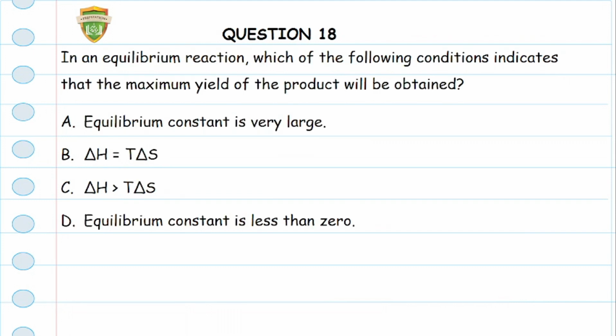Question 18. In an equilibrium reaction, which of the following conditions indicates that the maximum yield of the product will be obtained? And the answer to this question is A. The equilibrium constant is very large. And what this simply means is that the reactants in the reaction are appreciably converted to products. You can see that the product obtained is as much as, or very close to, the reactants that were involved in the reaction. So the answer is A. Equilibrium constant is very large.